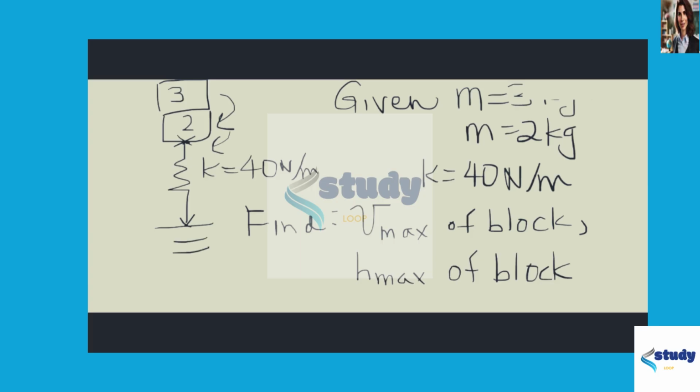What we're given is that the mass of the top block is 3 kilograms, the mass of the bottom block is 2 kilograms, and the spring constant is 40 newtons per meter. What we're asked to find is, once the top block, which has a mass of 3 kilograms, is removed, what is the maximum velocity of the 2 kg block and the maximum height attained by that 2 kg block.